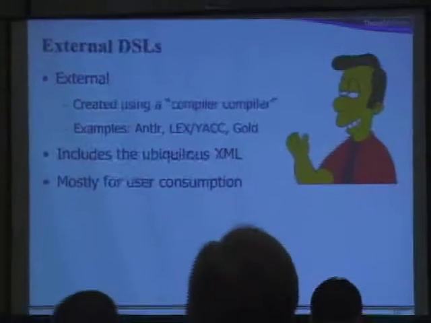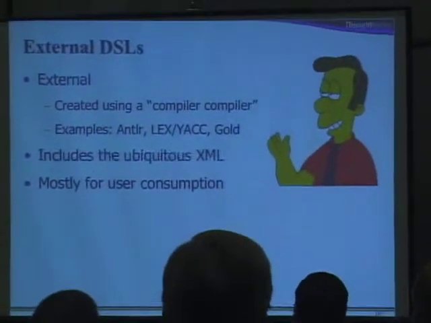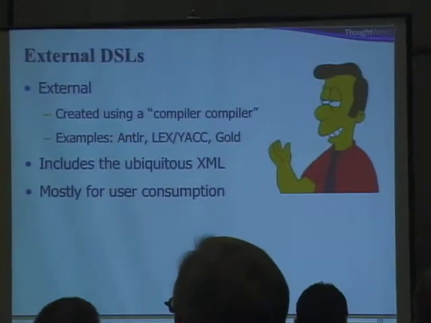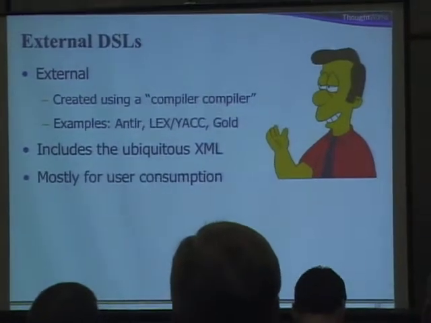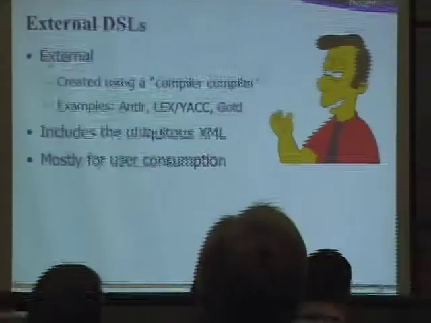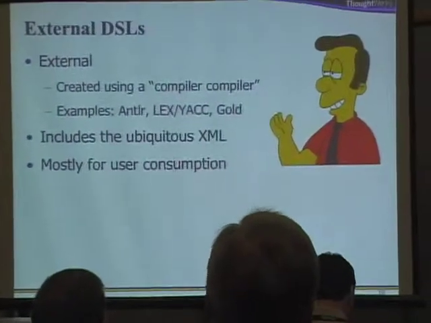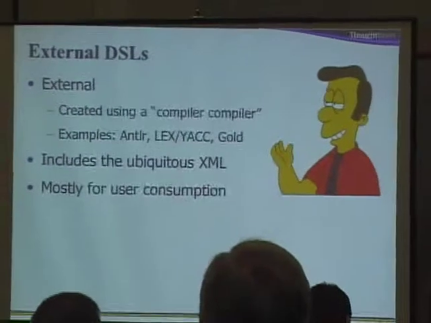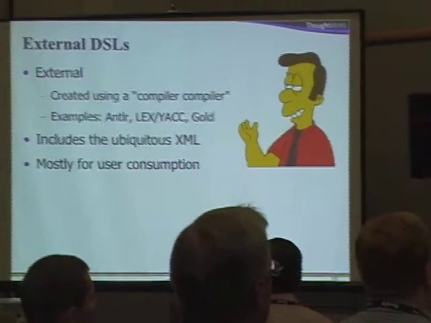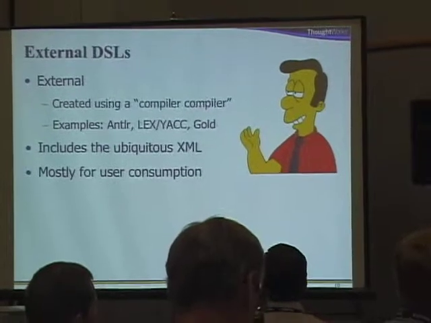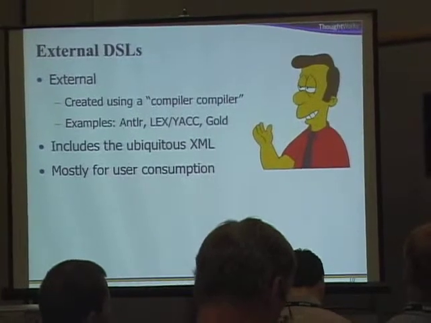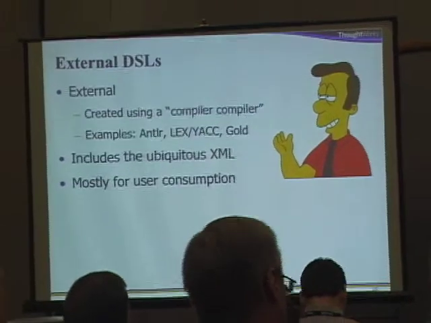The other type of DSL are external DSLs, which are explicitly new languages created by a compiler. There are a bunch of examples of these out in the world, and a bunch of compilers out there: the old school Lex and Yacc, and the new school ANTLR and JavaCC and the GOLD parser builder. And this includes XML. Notice that one of the reasons there's so much XML configuration stuff in the Java and .NET world is because they wanted to abstract those configuration details away from the actual code and put them in their own language. So that's where all this XML comes from.